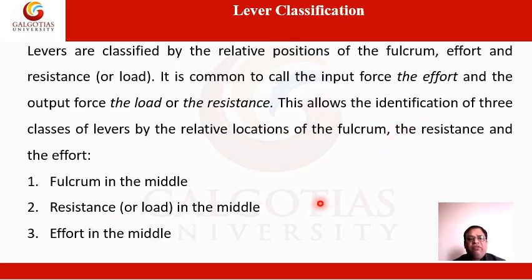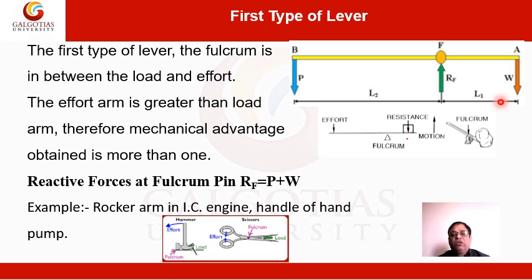So levers are classified, as discussed, by the relative position of the fulcrum. Fulcrum in the middle, resistance or load in the middle, and effort in the middle. Now you see the first kind of lever, in that the fulcrum point is in the middle, in between the load and effort. So this is the first kind of lever, first type of lever.